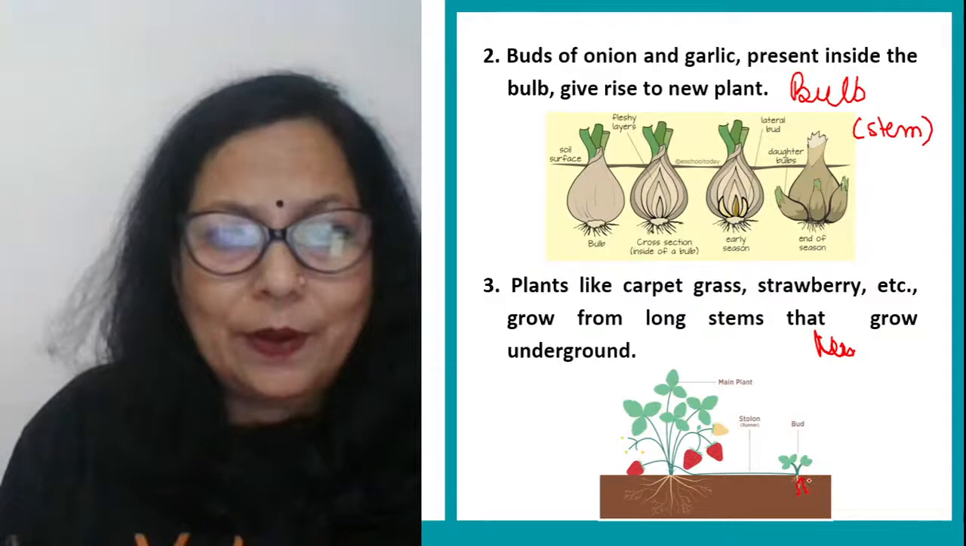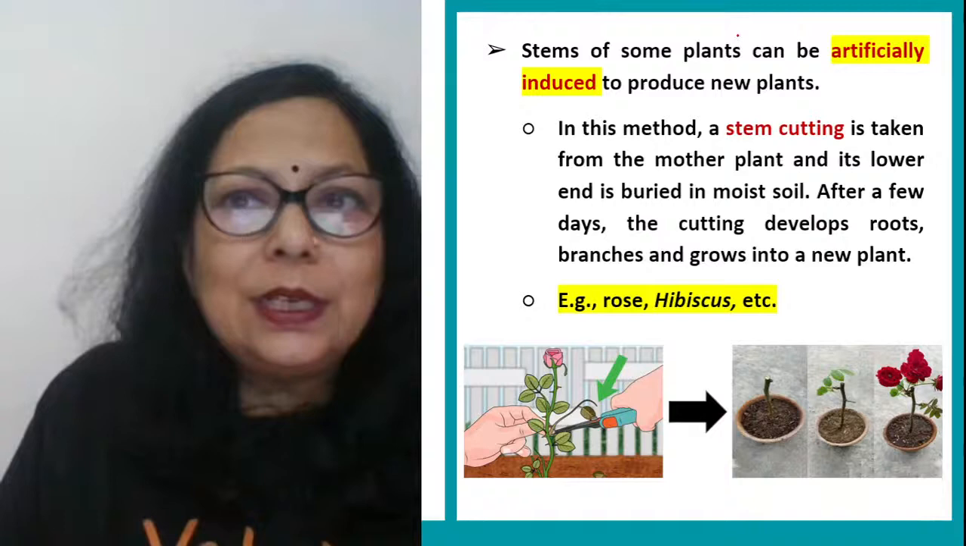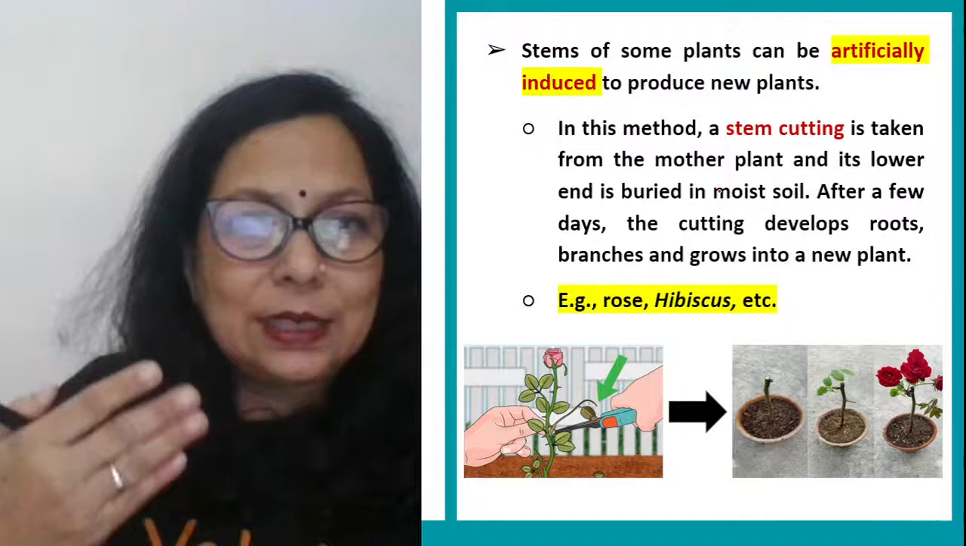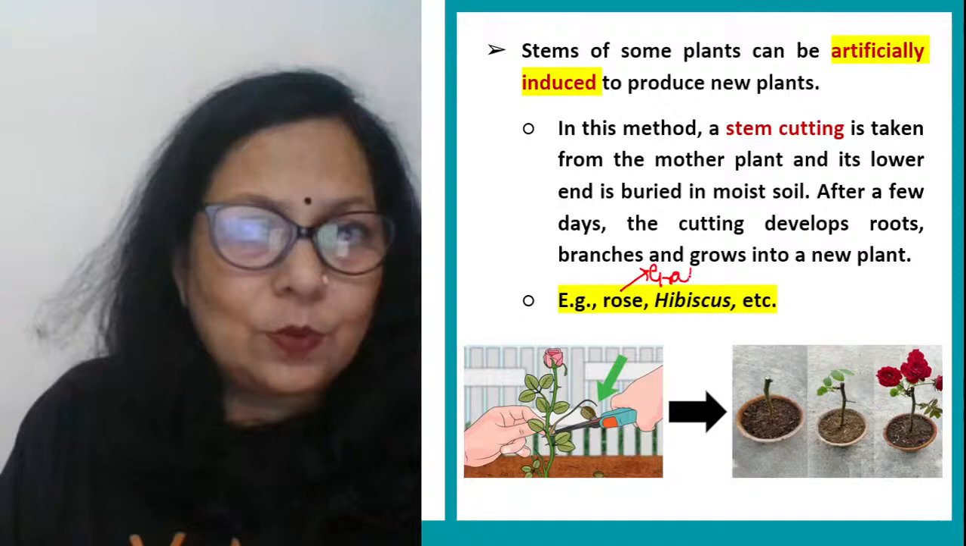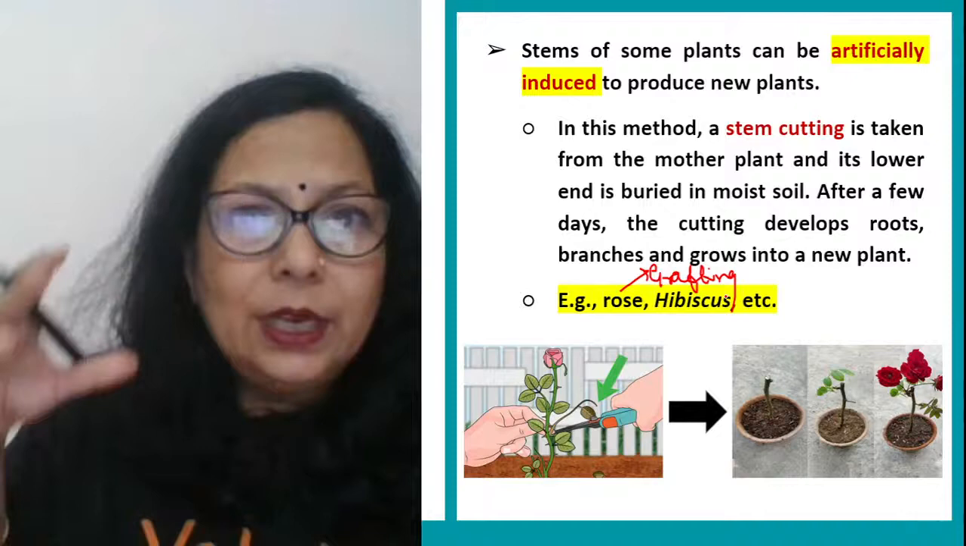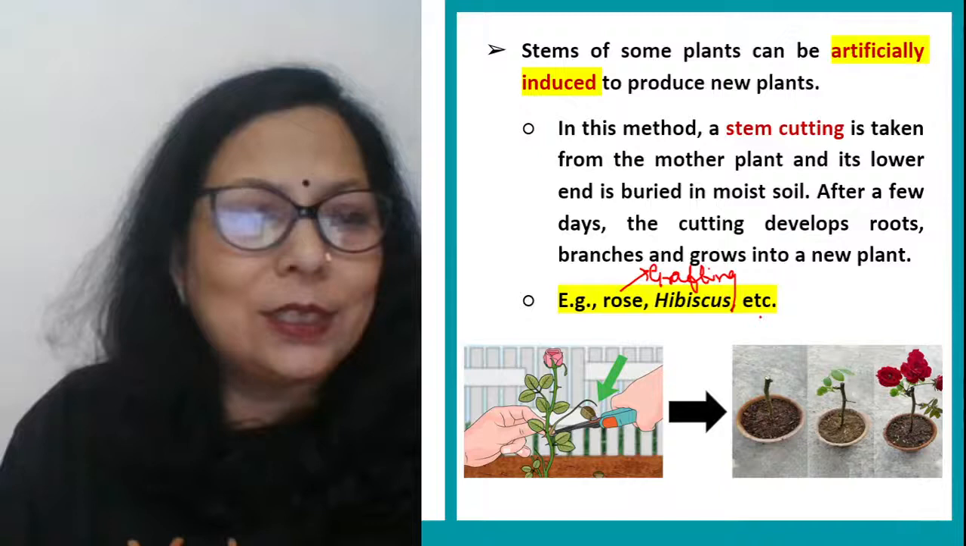Right. Next, stems of plants can be artificially induced to produce new plants. For example, cutting, say, rose. We do grafting in roses. This also does not produce seeds. It produces from the stem. In this, taking a stem from one mother plant and matching tissue to tissue on another, we put a tape around it and it can grow into a new plant.